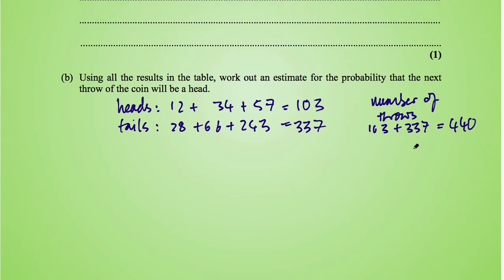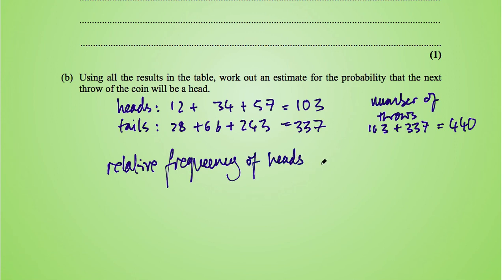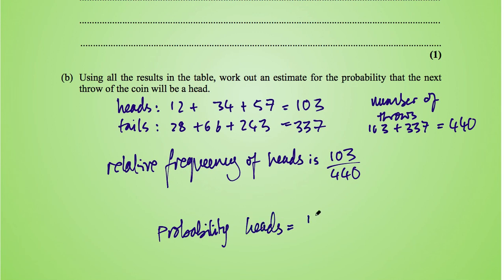And therefore, relative frequency of heads, you don't have to write this, but it's good at using the language. You don't have to write it at all. Relative frequency of heads is 103 out of 440, and therefore the probability of getting a head with the next throw is exactly the same number, 103 out of 440.